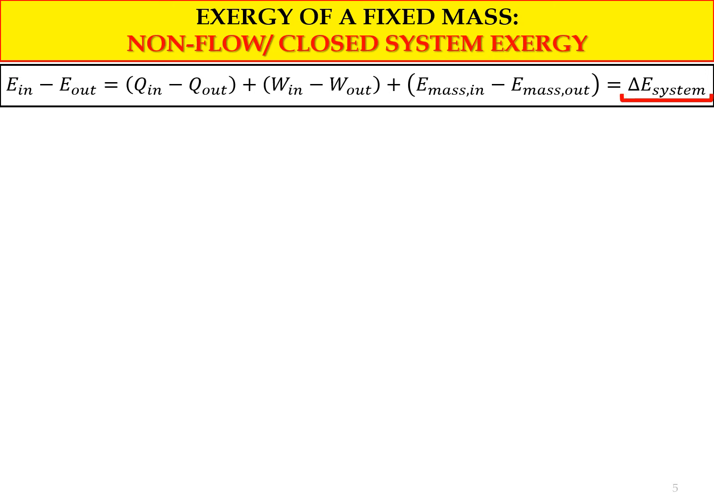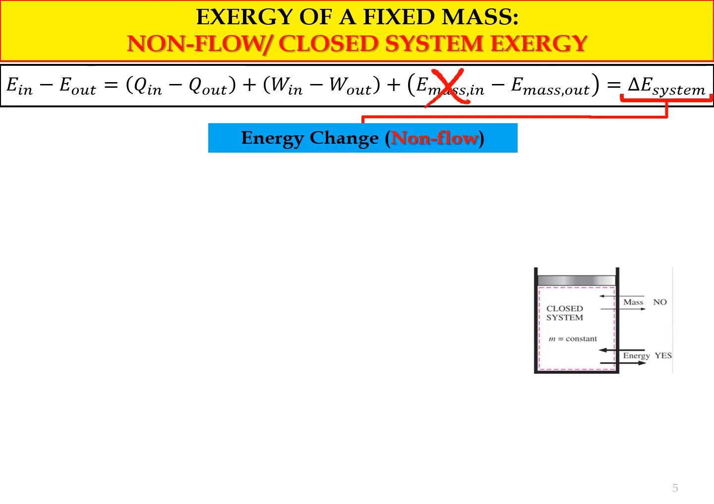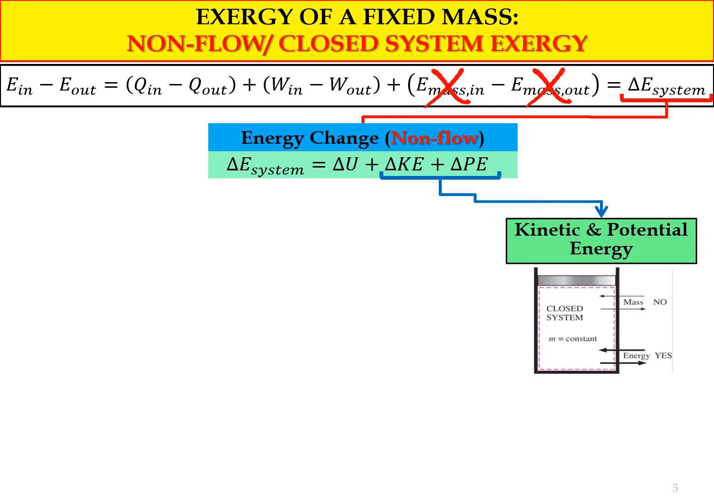So now we further look into the energy change for the non-flow system, which is a closed system. So this is a closed system. There is no mass flow rate in and out. So for this case, we can remove the mass flow rate in and mass flow rate out from the energy balance equation. And then we look into the energy changes, which is delta E system. It is equal to the summation of internal energy plus the kinetic energy and also potential energy. Delta meaning changes. So in this case, we look into the kinetic and potential energy of the system.